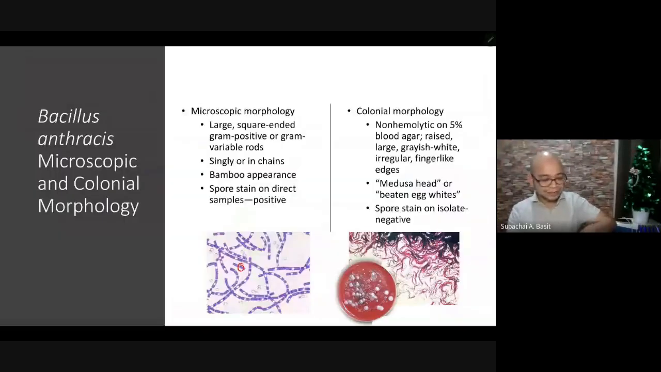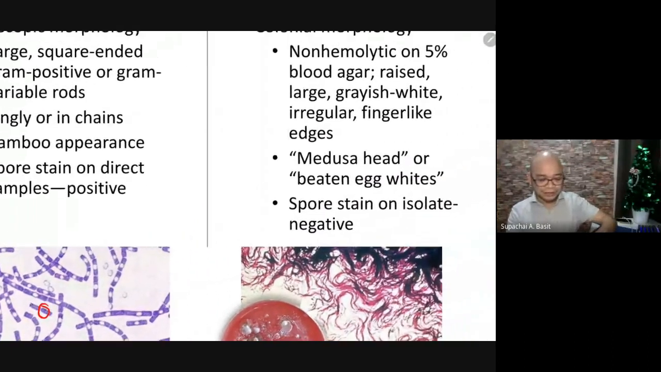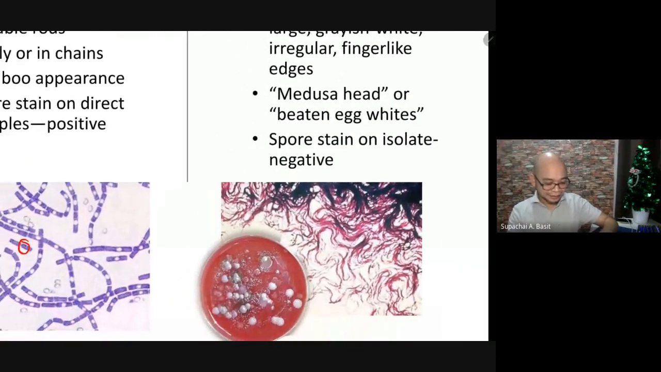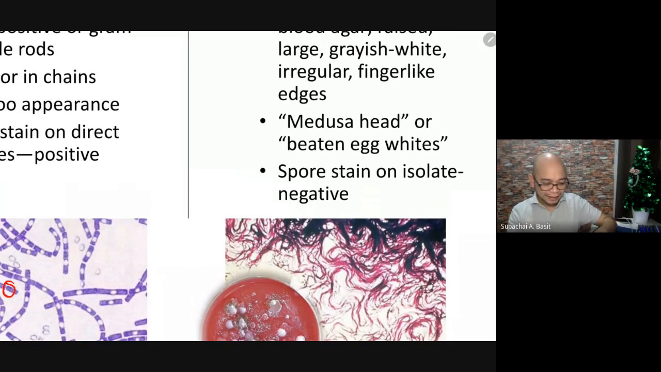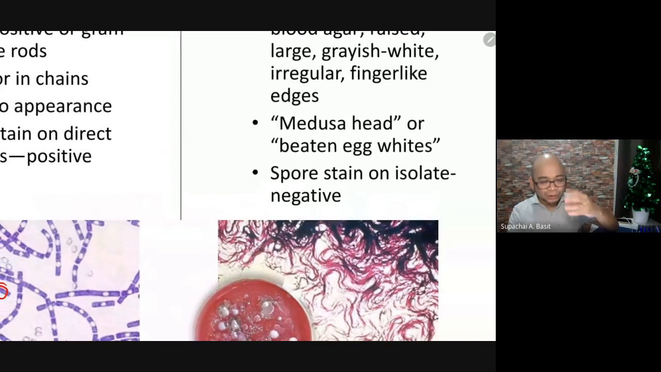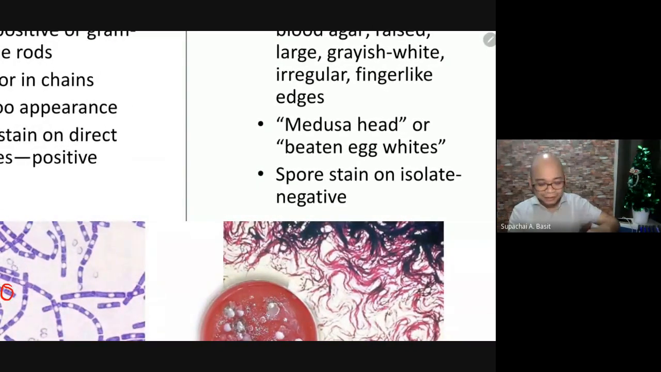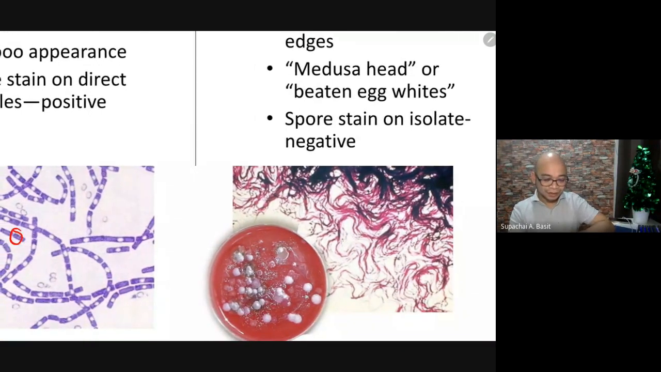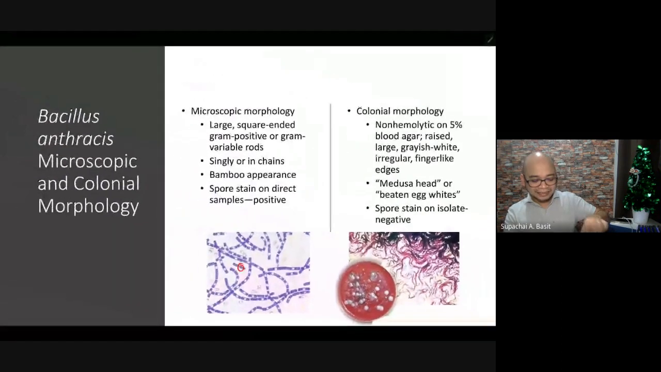For the colonies, you would notice that they are non-hemolytic on 5% sheep's blood. So this is how they look: grayish-white with irregular edges. And when looked at closely under the scanning microscope, they appear like a medusa head or beaten egg white colonies. Spore stain is negative from the culture.